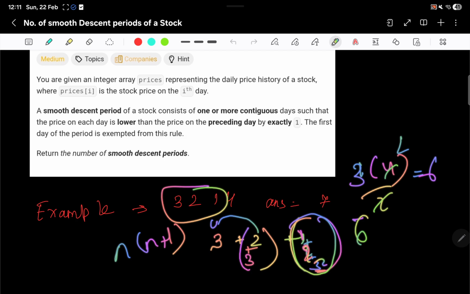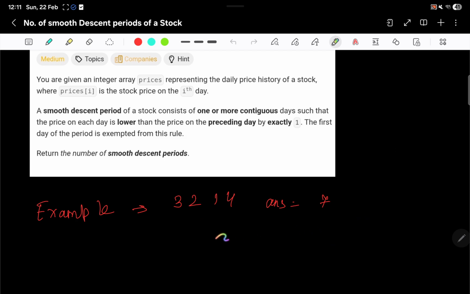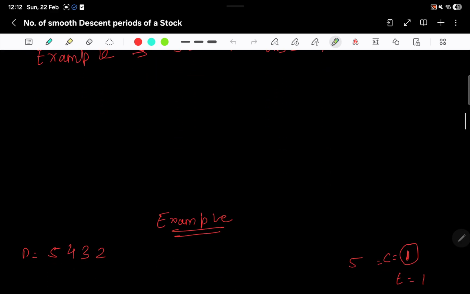So this tells us something, right? So how can I represent this summation? How can I represent this summation in terms of code? In terms of code, right? So that's what I'm going to do.